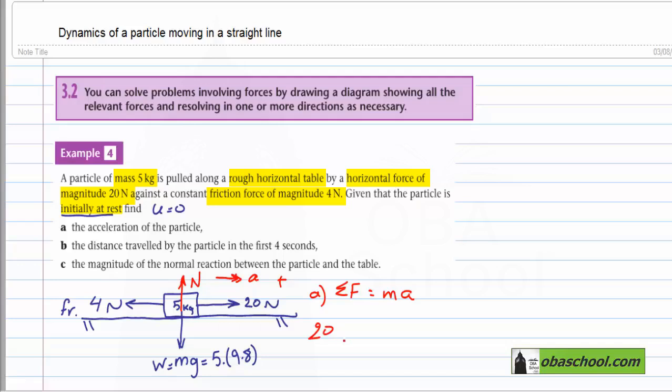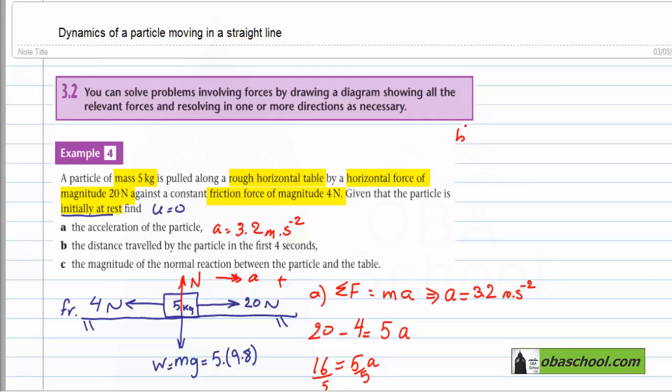There is the 20 newtons to the right and positive. The friction force is 4 newtons to the left and negative, so it's minus 4. This is equal to m, that's 5 kilograms, multiplied by the unknown a. Then there is the 20 newtons minus friction, 4 newtons, that is 16 newtons, and it's equal to 5a. We divide both sides by 5, then a is equal to 16 divided by 5, that is 3.2 meters per second squared. This is the acceleration calculated in part A.